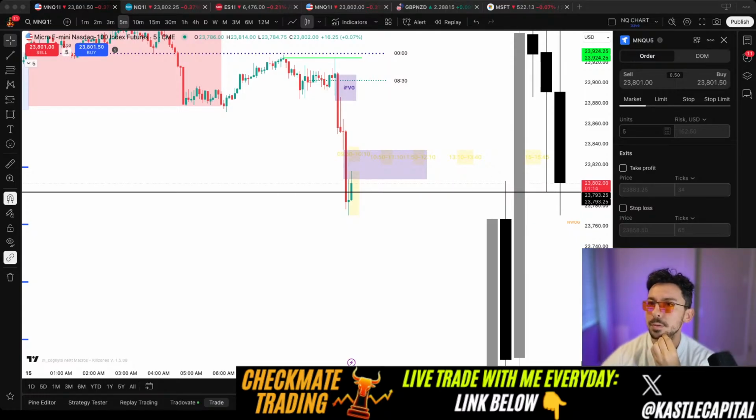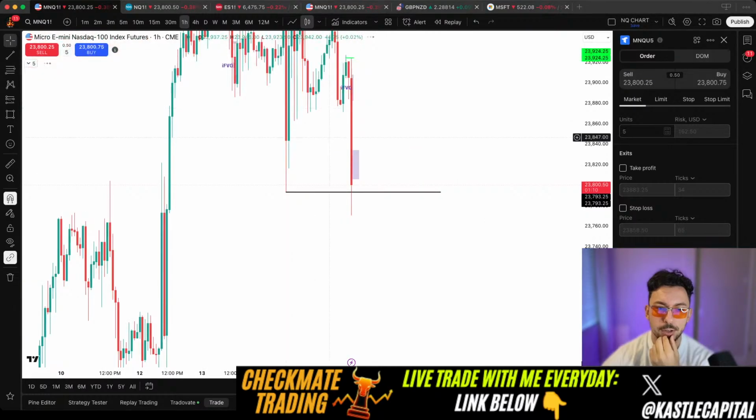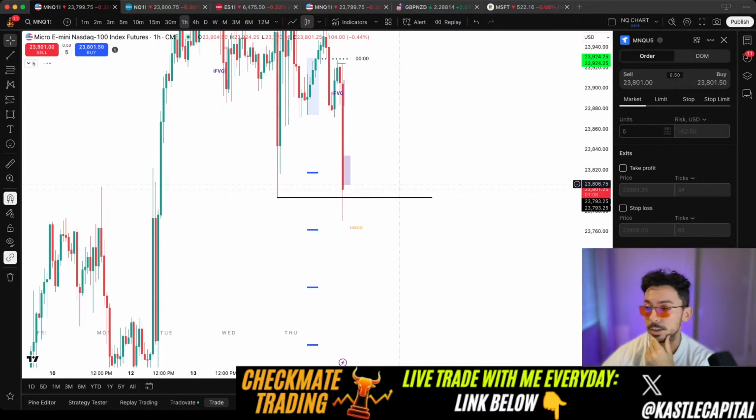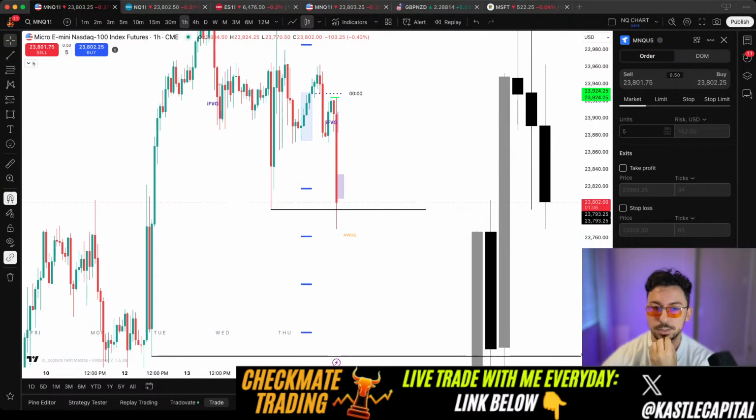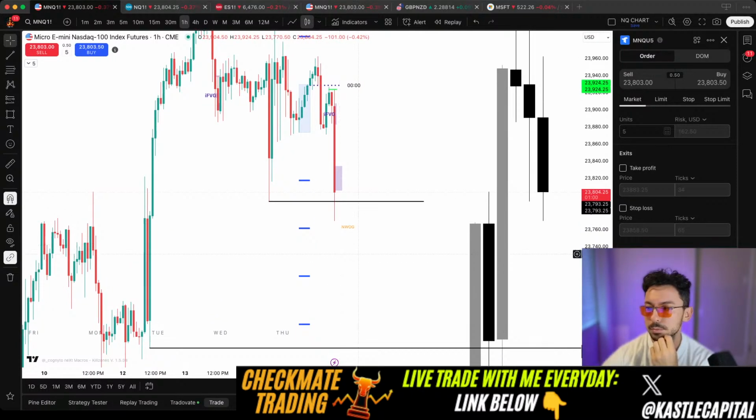Price is also tapping the lower price channel in a 60-minute. Lower price channel. I don't use price channels. I use liquidity. And I have a feeling that this liquidity is going to get completely smoked through.